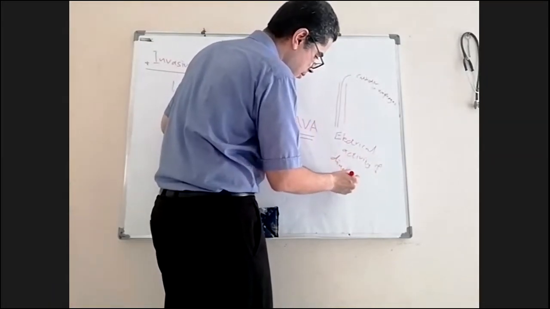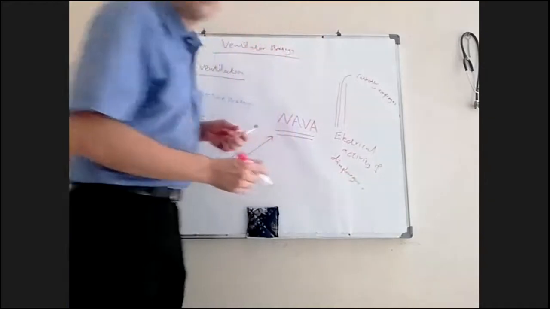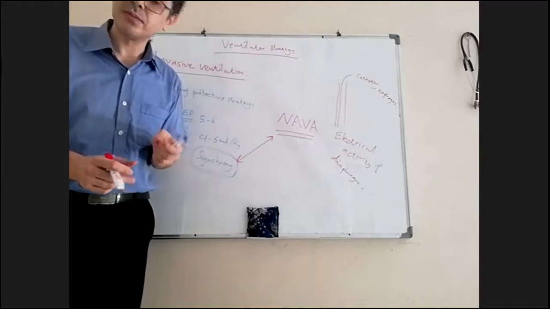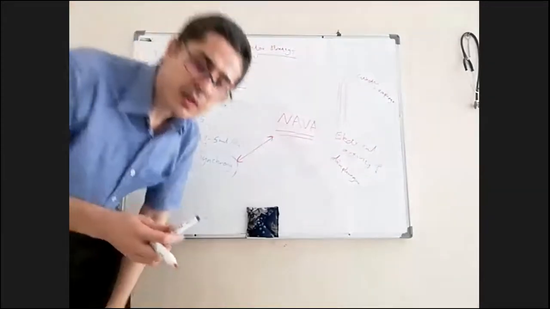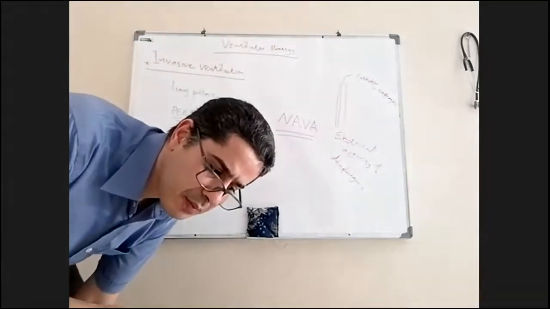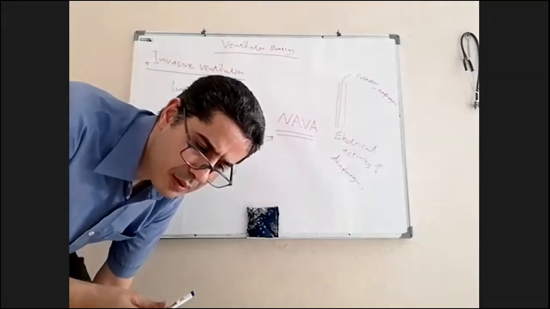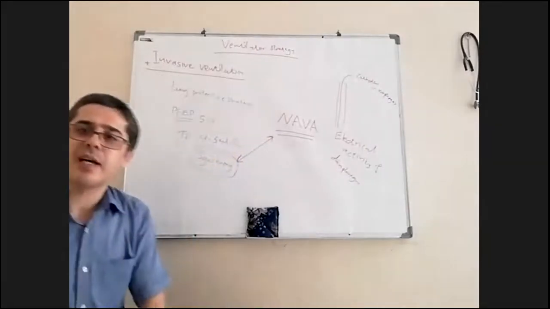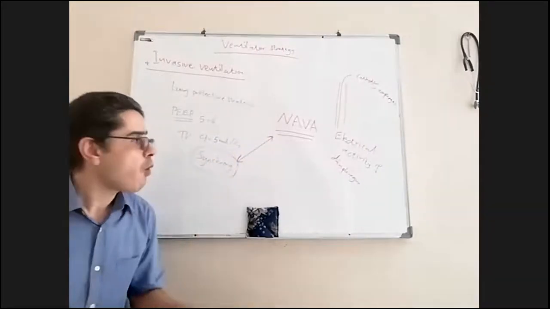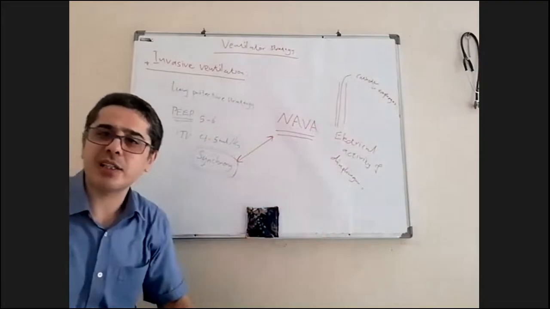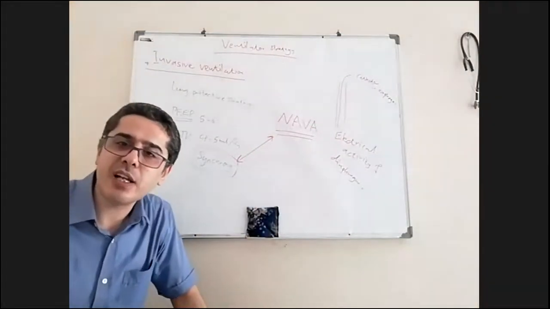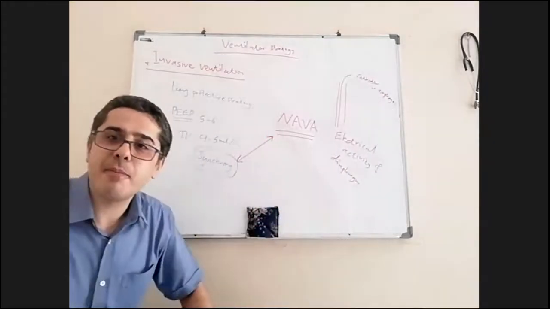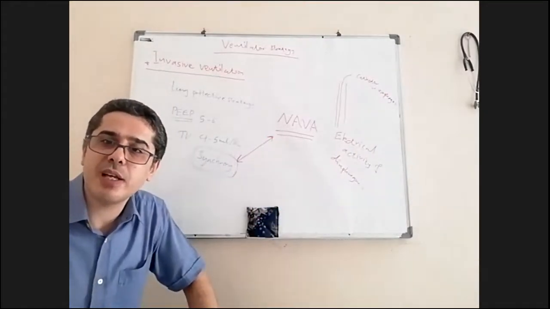It's like an EMG, like an ECG, but it looks at the electrical activity of the diaphragm. So when the catheter detects the electrical activity, it will send the signal to the ventilator. So the ventilator will provide the breathing. So the breathing comes at the appropriate time.